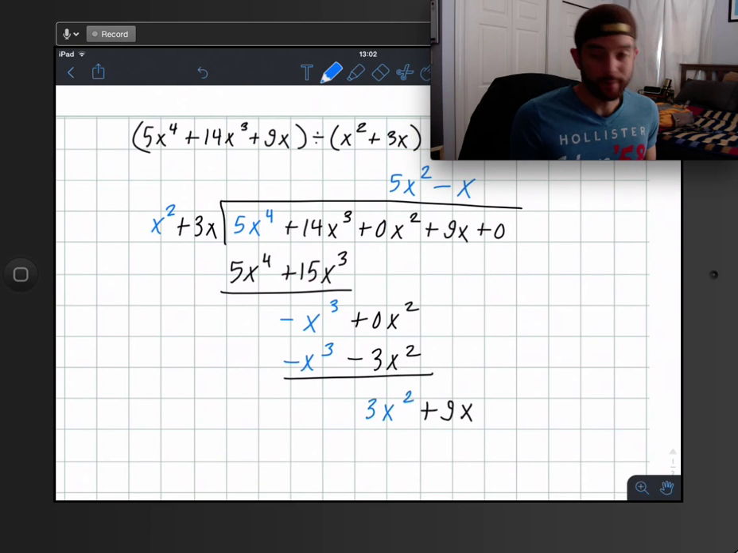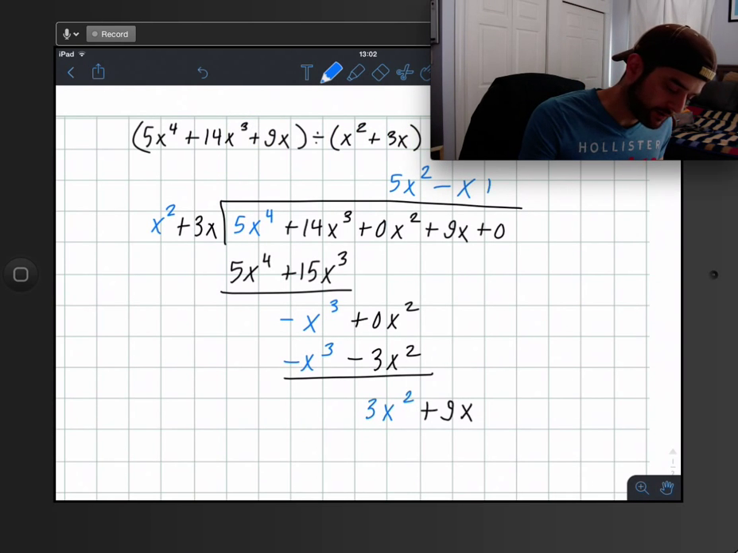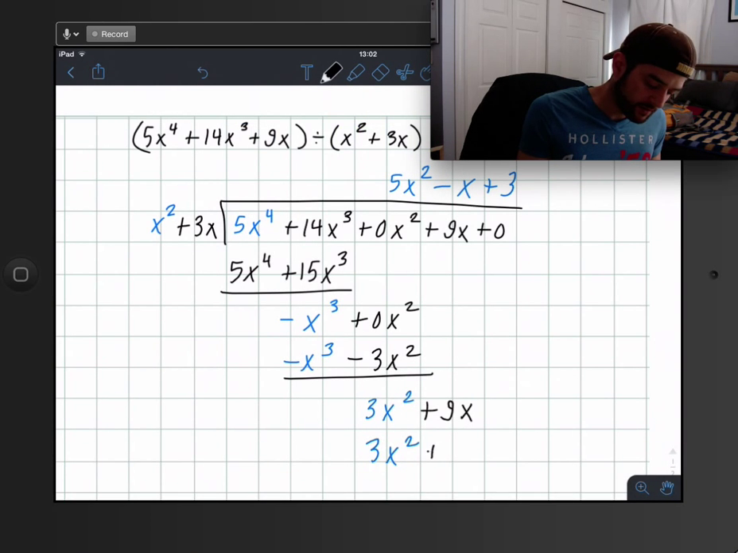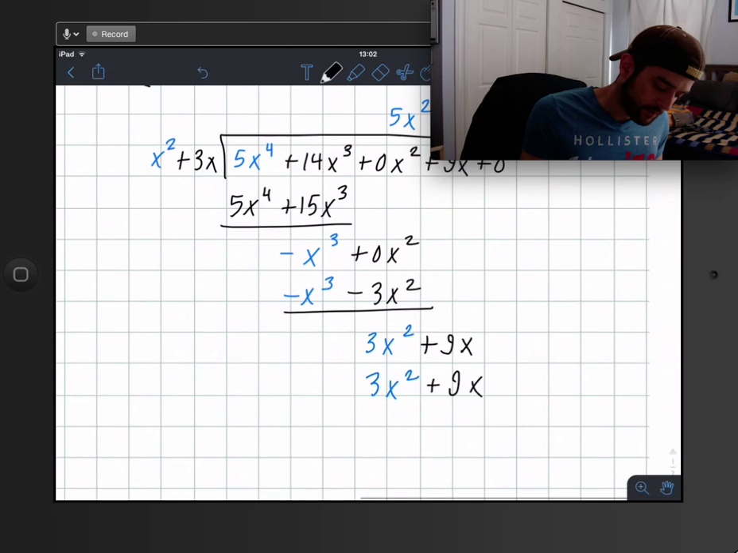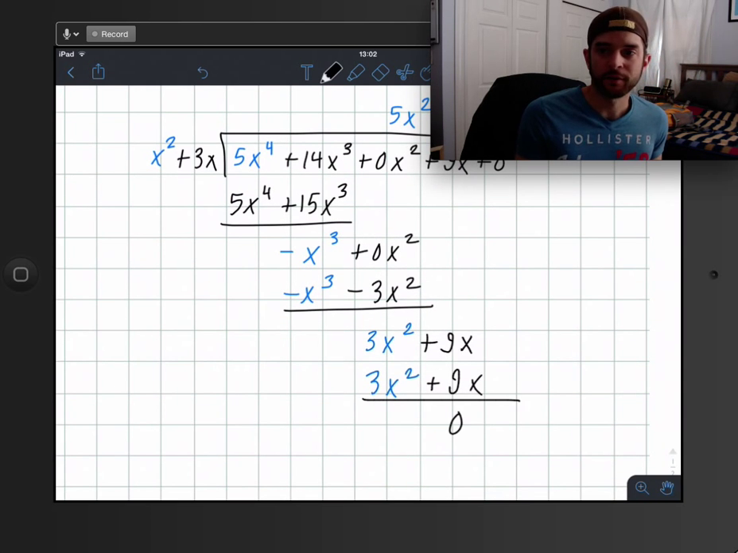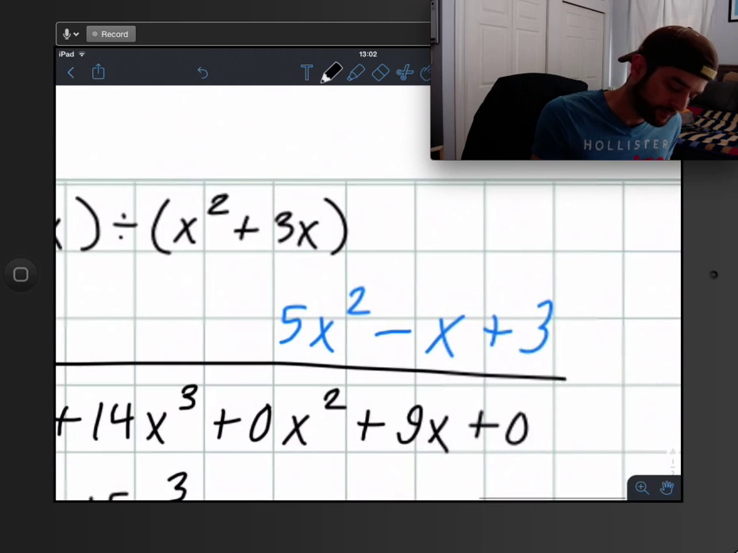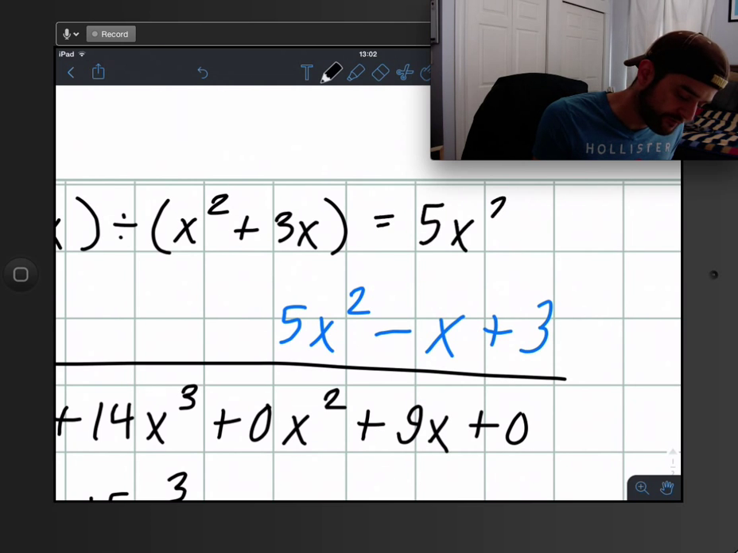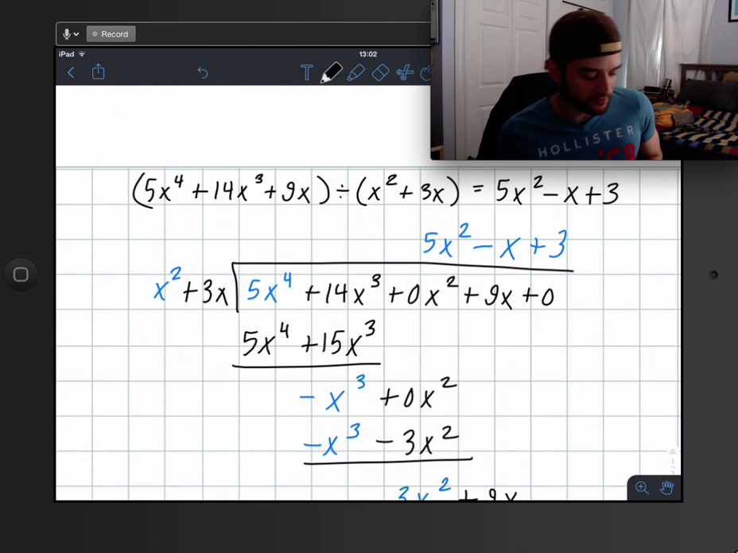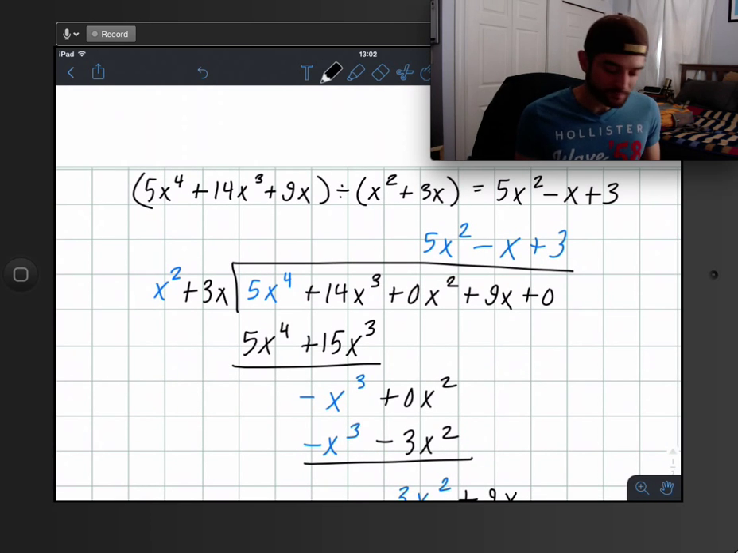So what do I multiply x squared by to get 3x squared? Well, it's plus 3. So 3 times x squared is 3x squared. And then 3 times plus 3x is plus 9x. And when I subtract them both, I get 0. There's no remainder. So since there's no remainder, my quotient is 5x squared minus x plus 3. And that means that this is a true factor of 5x to the fourth plus 14x cubed plus 9x.